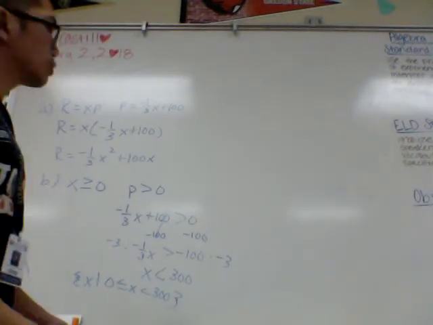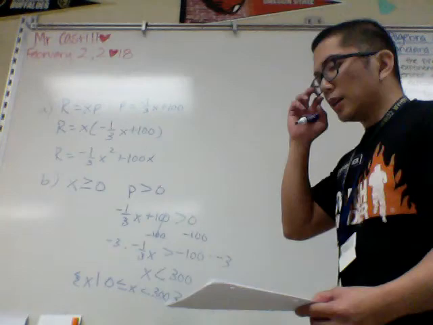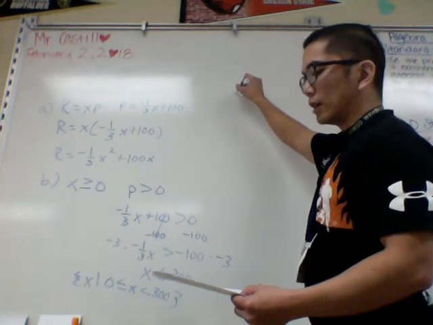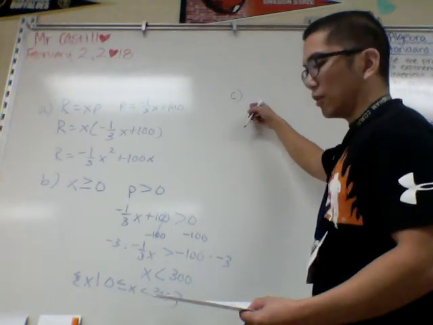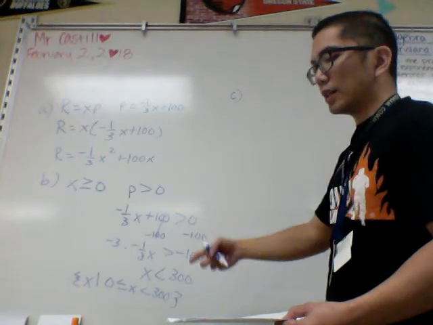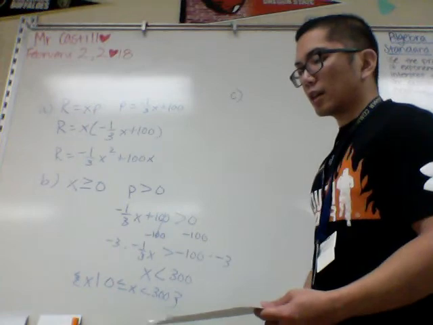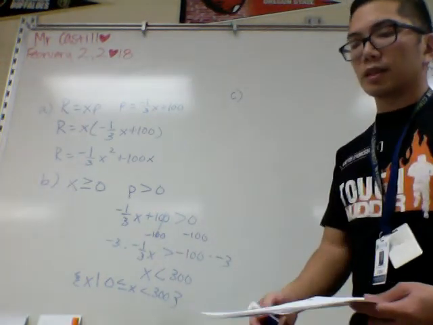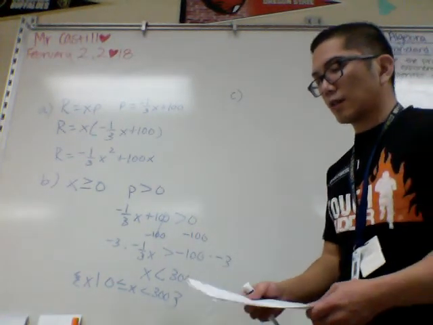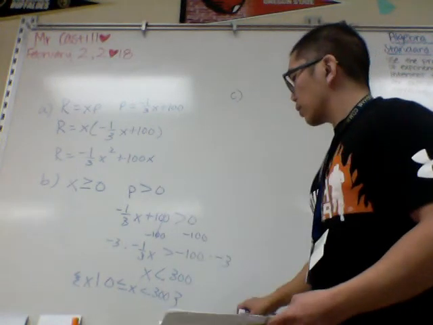Now letter C is pretty straightforward. They just want to know what the revenue is if 100 units are sold, so you just substitute 100 into your revenue equation. You could kind of see that on the answer guide, and your answer should be 6,666.67 cents. So I'm not going to go through that one.